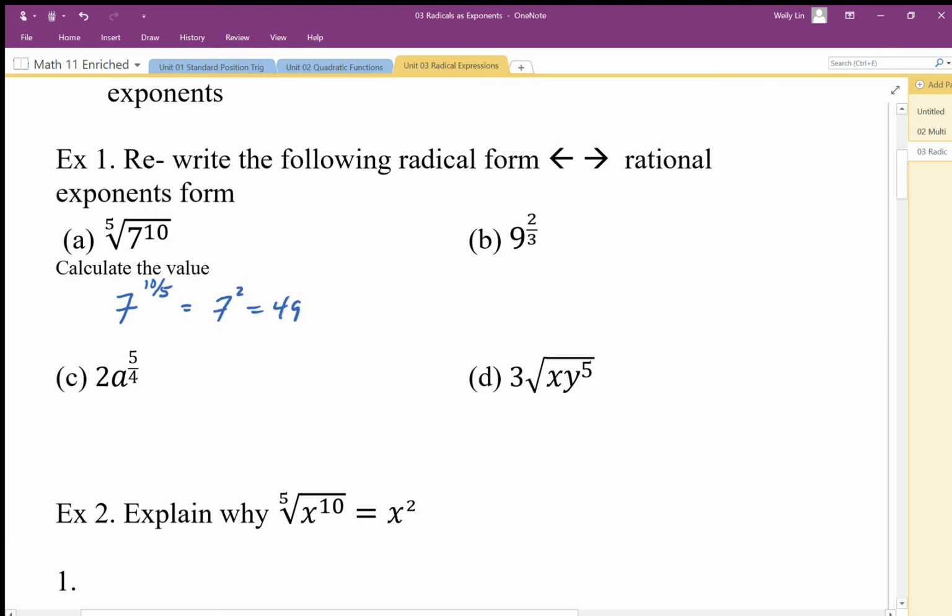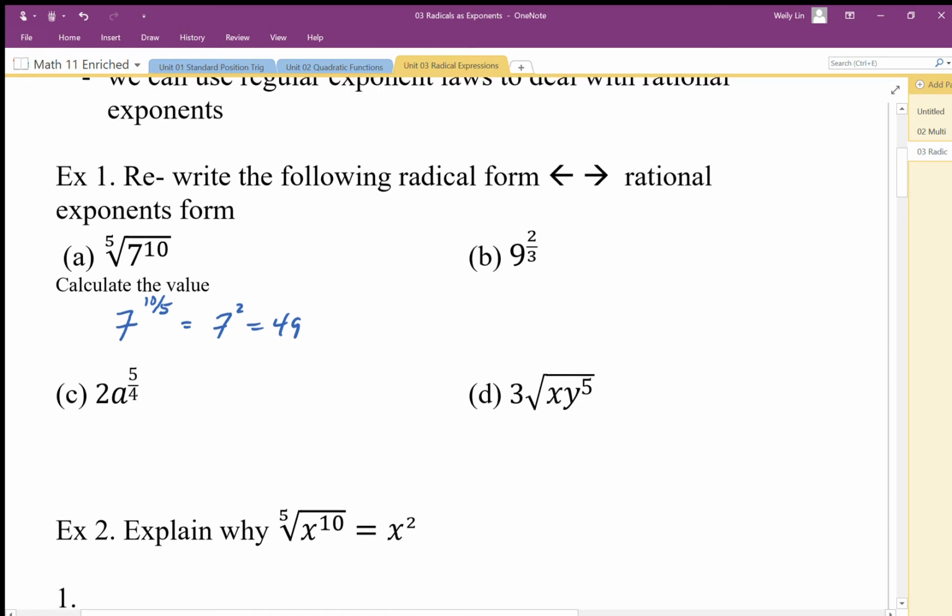Now if you put this into your calculator, 7 to the power 10 is a really big number. It's 282,475,249. And if we take the fifth root of this, we end up with 49. So this is in fact true, and this ratio of powers can be simplified.